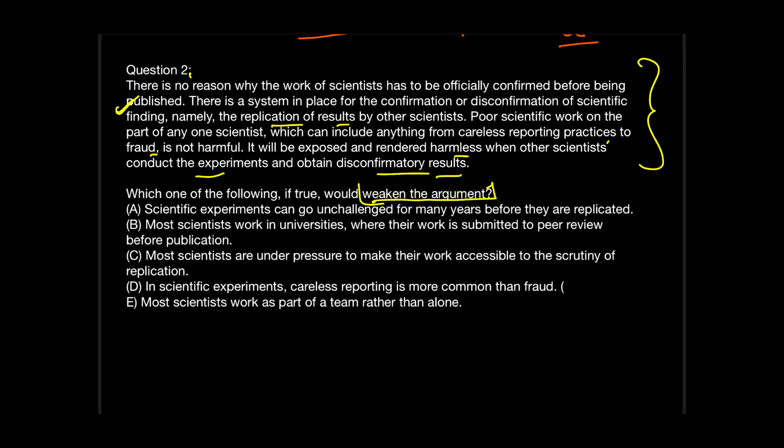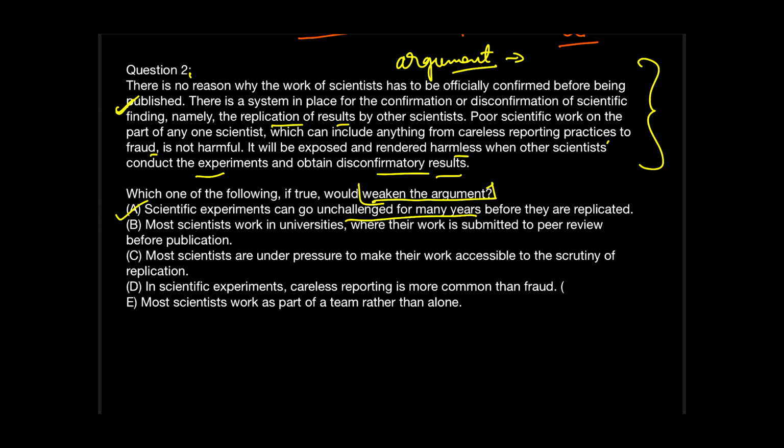What is the argument which is hiding in this passage? The argument says that the author means a scientist's work gets verified even before publishing by the other scientists. So which statement will be going against this argument? Statement number 1: scientific experiments can go unchallenged for many years before they are replicated. Now this is my answer. You know why? I got my answer in the first attempt and I am very sure of it as well. The reason is that this is completely going against the argument.